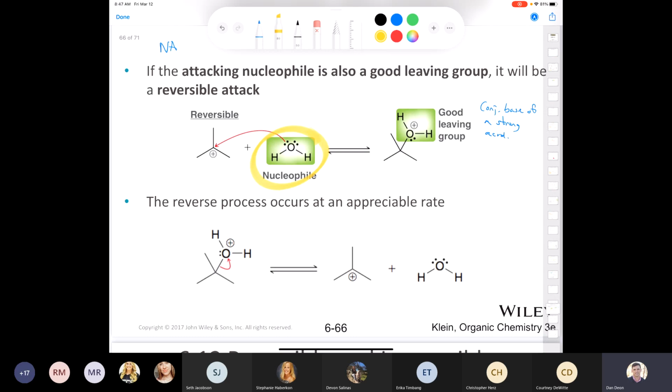The nucleophile is water. Water is the conjugate base of a strong acid. You're like, what's that strong acid? Well, you should know it's hydronium, which has a pKa of around negative 1.7. So that's going to be a good leaving group. Again, conjugate base of a strong acid. What are the other strong acids? HBr, HI, HCl, things like that. So the reverse process is going to occur at an appreciable rate. Here we have the nucleophilic attack, and then here this would be the loss of the leaving group. But again, they can both occur at an appreciable rate.